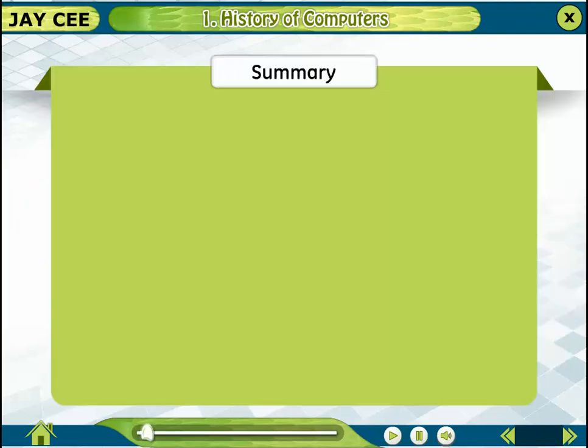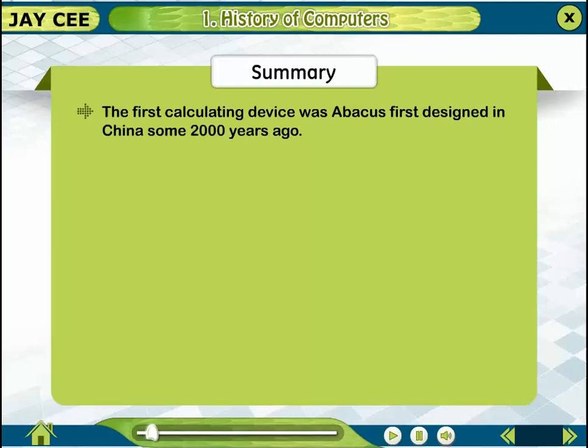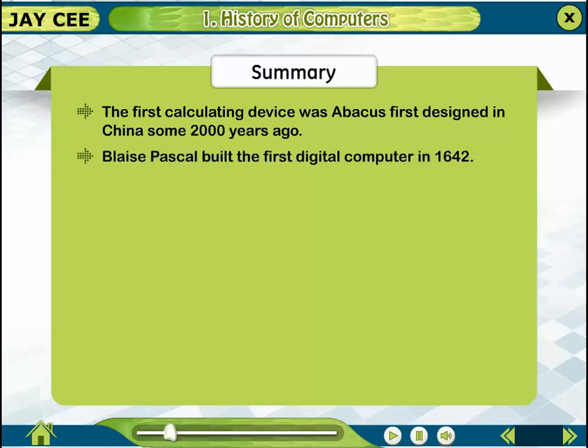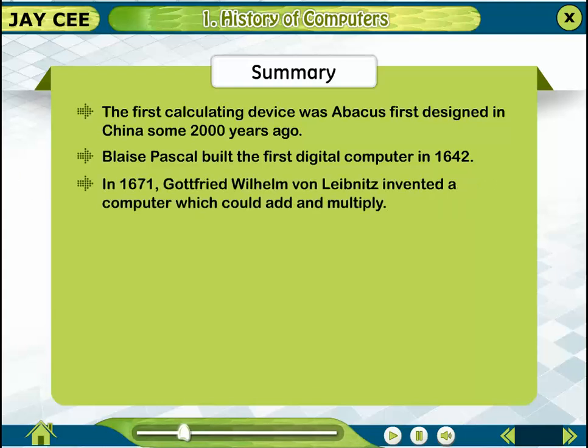Summary. The first calculating device was the abacus, first designed in China some 2,000 years ago. Blaise Pascal built the first digital computer in 1642. In 1671, Gottfried Wilhelm von Leibniz invented a computer which could add and multiply.